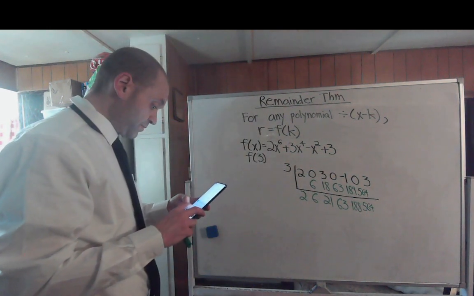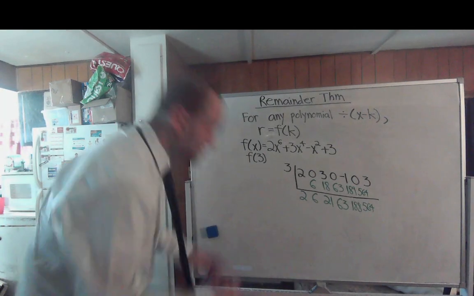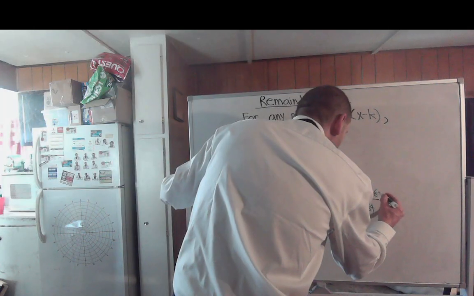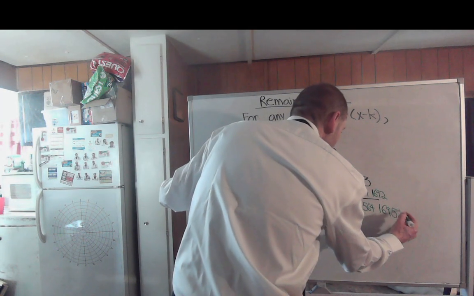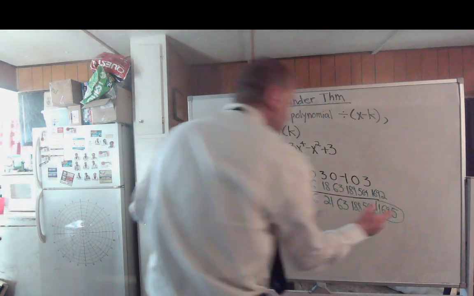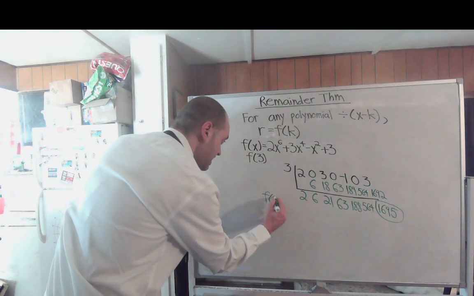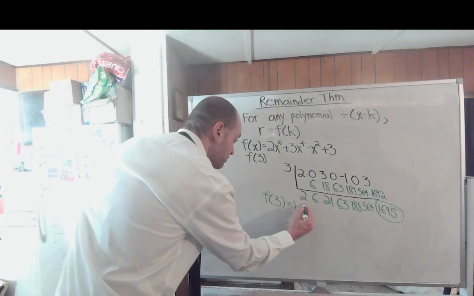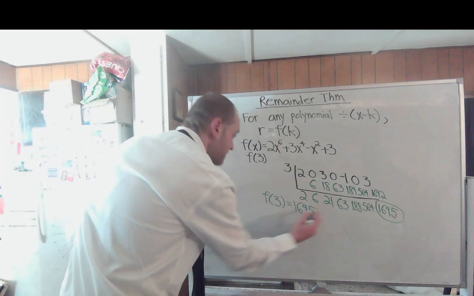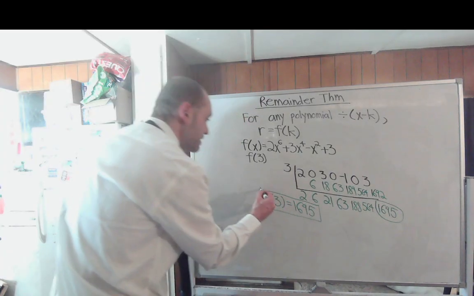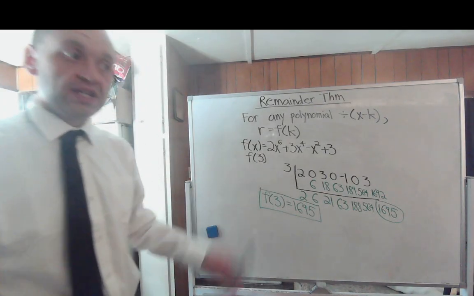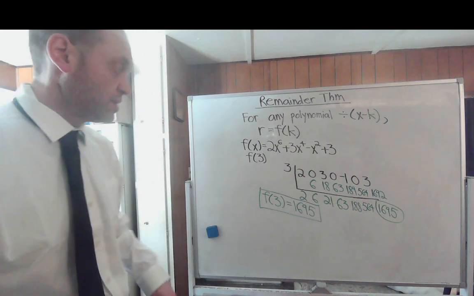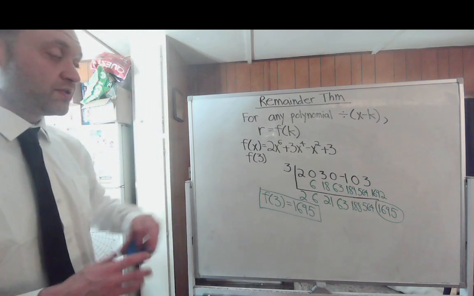Now take 3 times 564. You end up getting 1,692. Add that to 3, you end up getting 1,695. And that remainder is your answer. So in this case, that means f of 3 equals 1,695. That's exactly what you would get. And again, no exponents to deal with. It just turns it into simple multiplication and addition. That's what's nice about the remainder theorem.